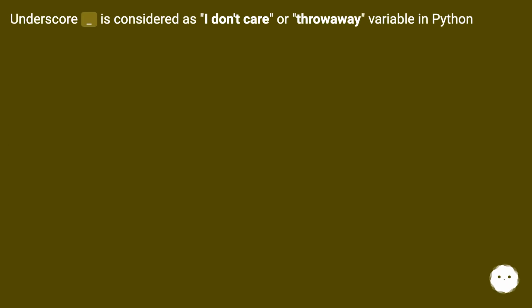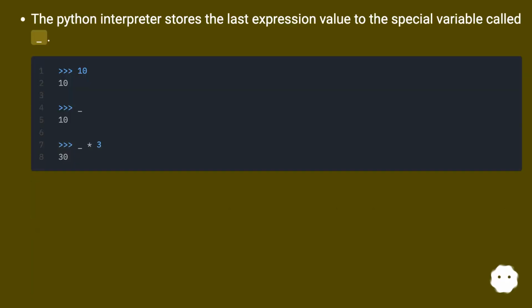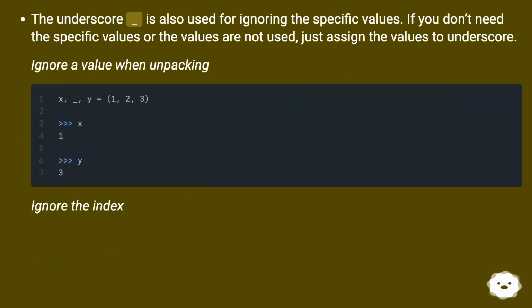Underscore is considered as an I don't care or throwaway variable in Python. The Python interpreter stores the last expression value to the special variable called underscore. The underscore is also used for ignoring specific values. If you don't need the specific values or the values are not used, just assign the values to underscore. Ignore a value when unpacking. Ignore the index.